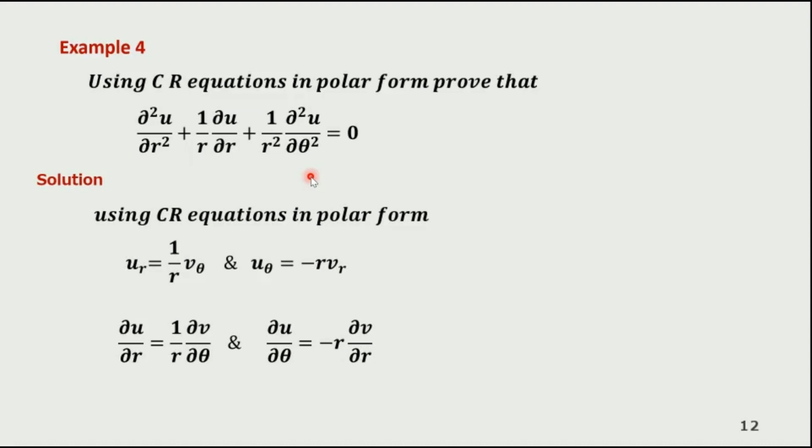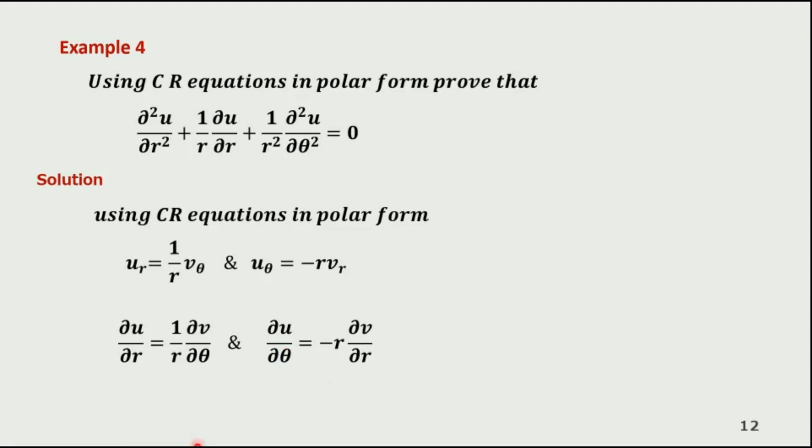ठीक है. तो पहले हमने क्या किया है? They have asked to use the CR equations in polar form, so we have made the CR equation, and then these u_r, v_theta and u_theta and v_r are written in partial derivative form. यहाँ पे शॉर्टकट शॉर्ट फॉर्म में लिखा था हमने, यहाँ पे हमने वो डेरिवेटिव के फॉर्म में लिख दिया. ओके, this is the first part.